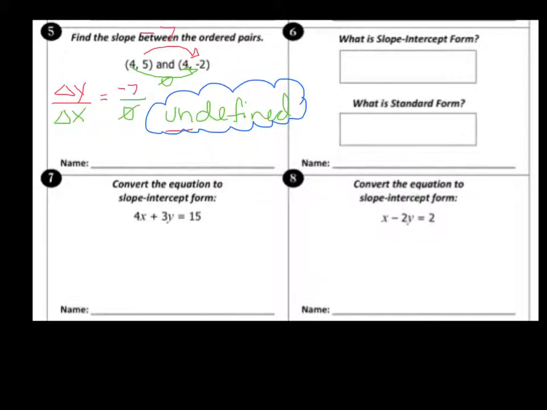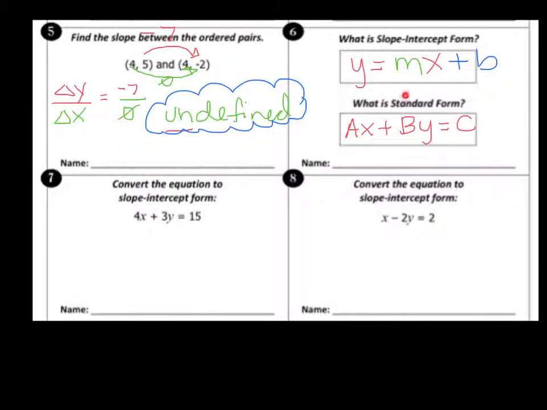Okay? All right. We spent several days talking about slope-intercept form. So remember, slope-intercept form is y equals mx plus b. Okay? Slope-intercept, m represents your slope, b represents your y-intercept. In standard form, we have ax plus by equals c. Okay? Remember, in standard form, a and b cannot both be 0.